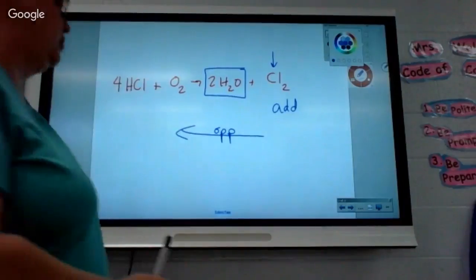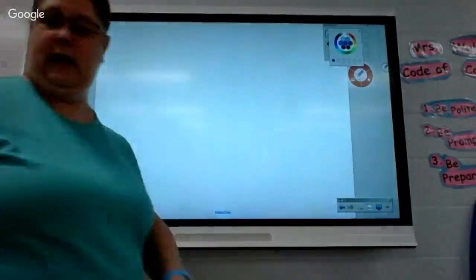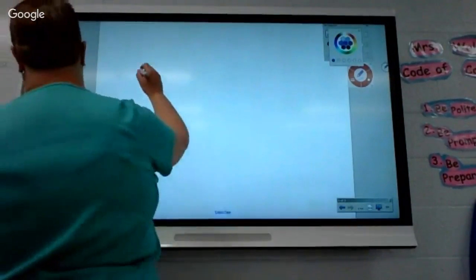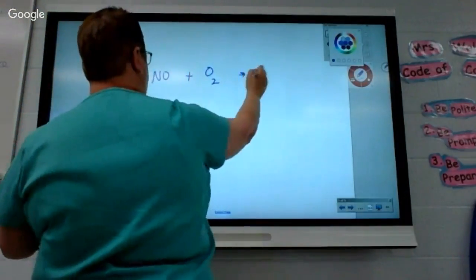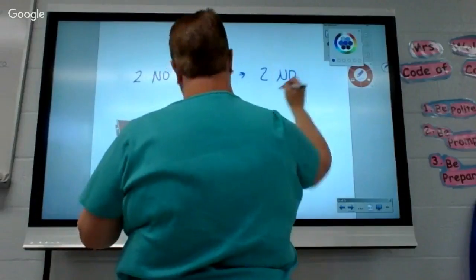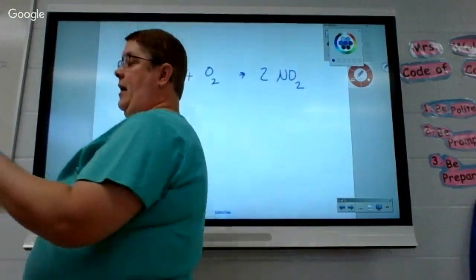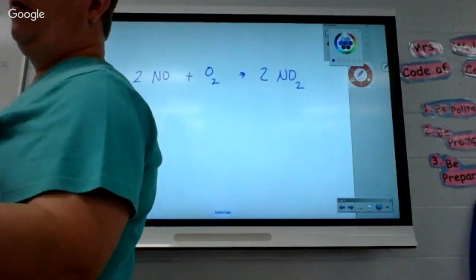All right, number 4. This time I have a different equation. All right, I have 2NO plus O2 goes to 2NO2. And it's asking me if I increase pressure, will it go forward or reverse?